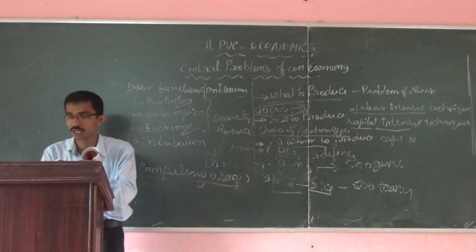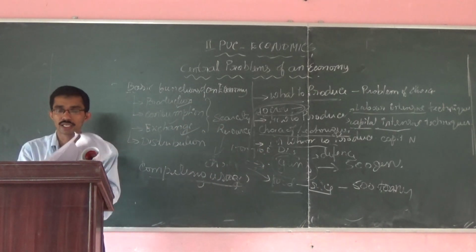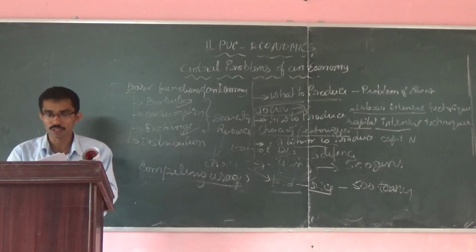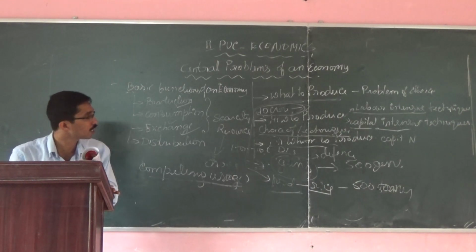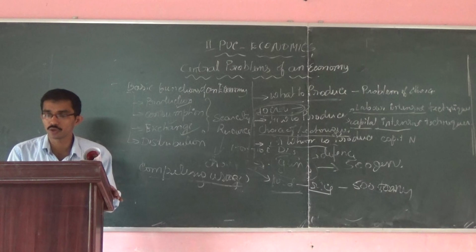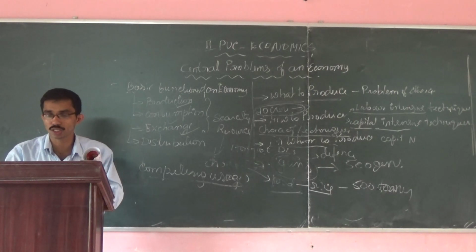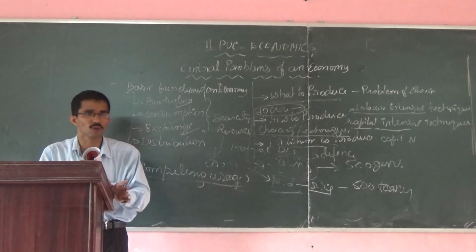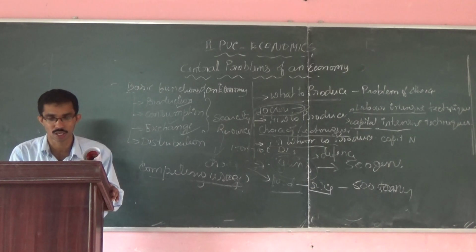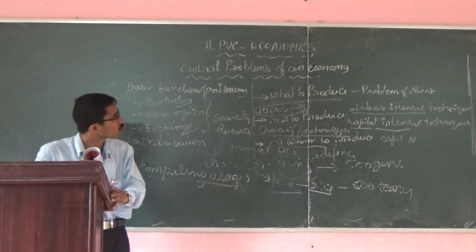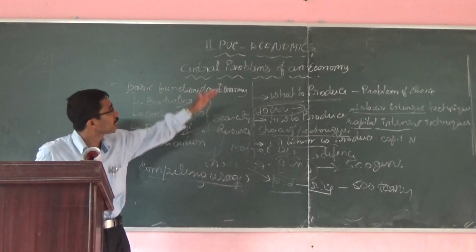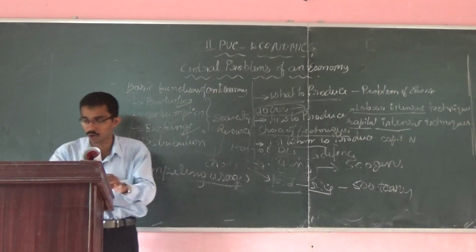And next, you see that in a concept like the important question of for whom to produce, the question leads to the problem of distribution. These are very important questions, the central problems of an economy.